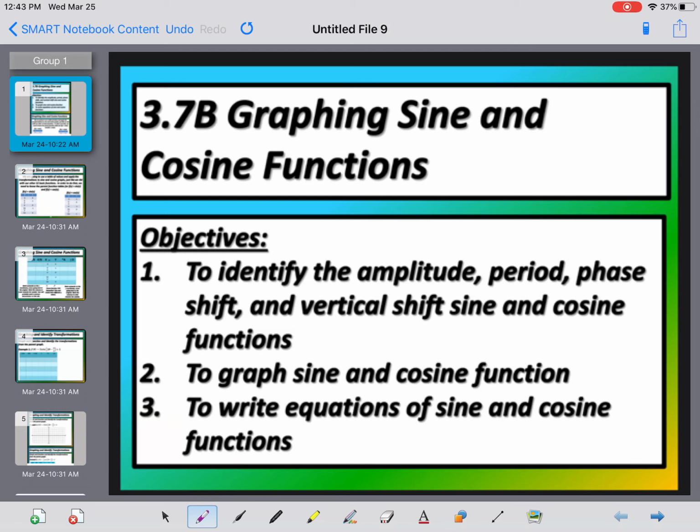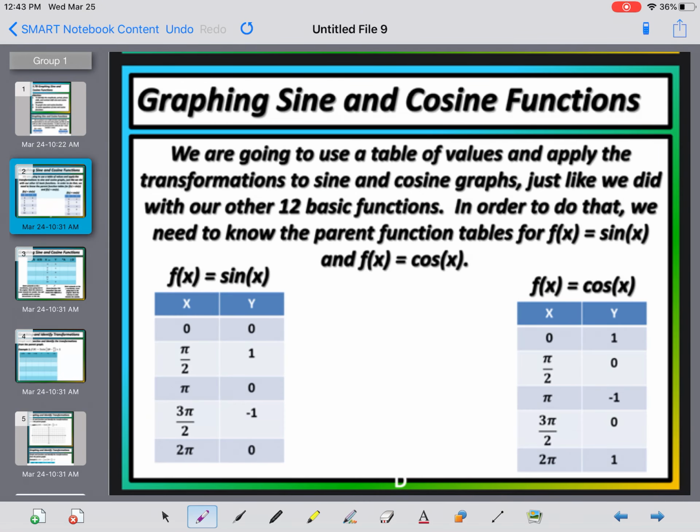3.7b, we're now going to take all of the characteristics of period, amplitude, phase shift, all of that. We're actually going to put together a graph of sine and cosine. So in order to do that, we need to know the table of values for each parent function.